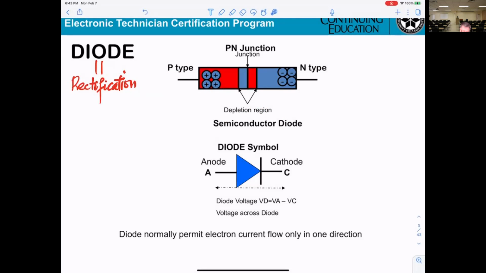Okay. So the diode allows the current to flow through it. That means it allows the negative electrons to move to the P type. If the electrons cannot move, that means the diode cannot conduct. No current flow, okay?